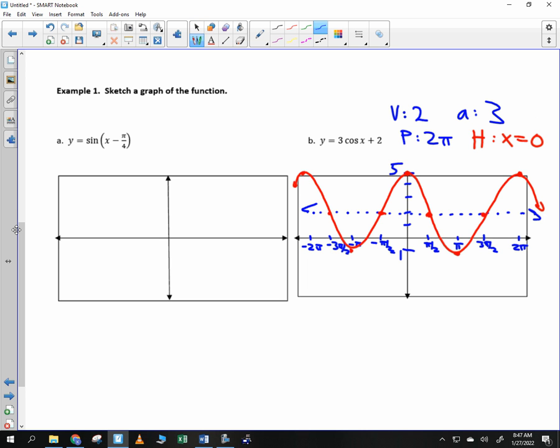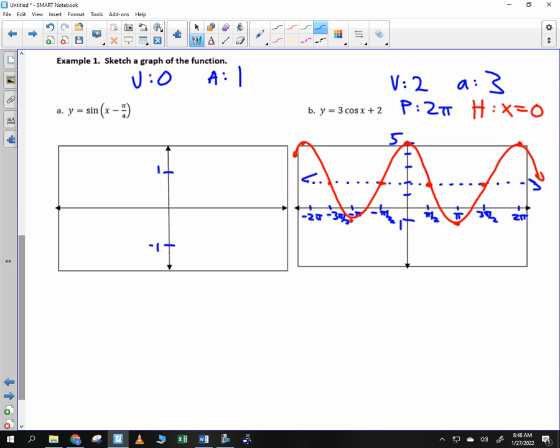Okay, we got 2 more left, or 3 more left. Vertical shift for letter A. None. There's no vertical shift. There's nothing being added onto the end. What's the amplitude? 1. So no vertical shift and an amplitude of 1. So that means my maximums can be positive 1 and my minimums can be negative 1. Vertical structure of the graph is done.